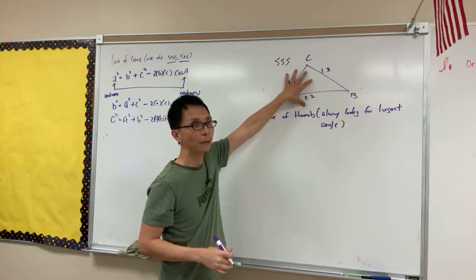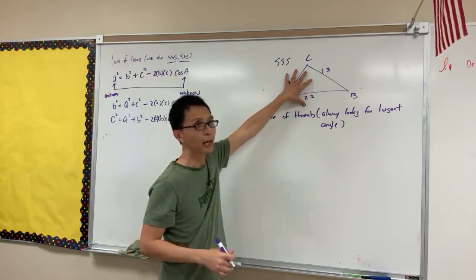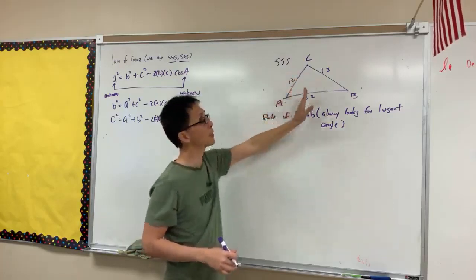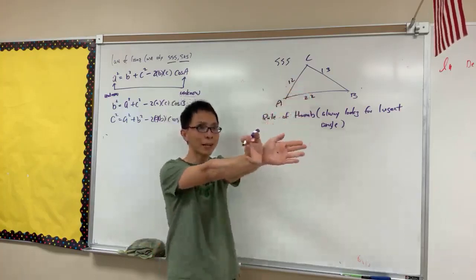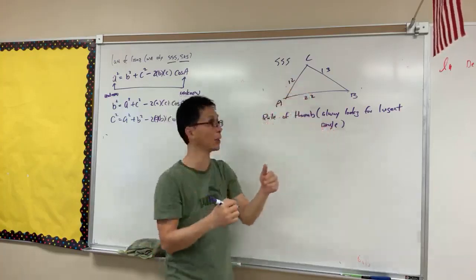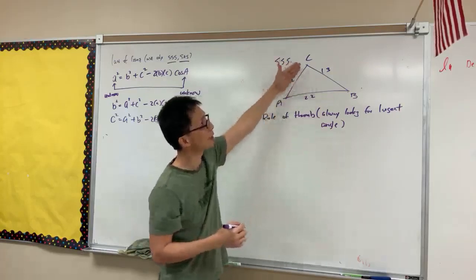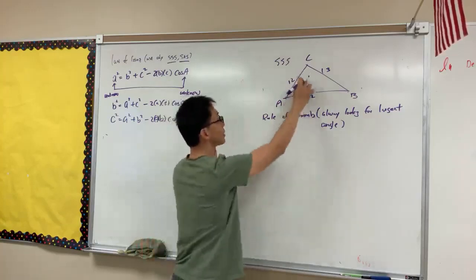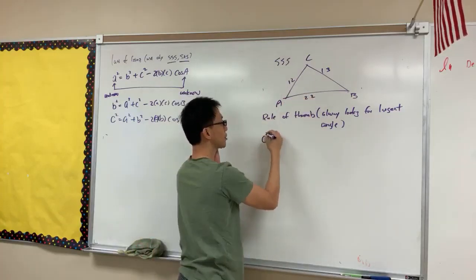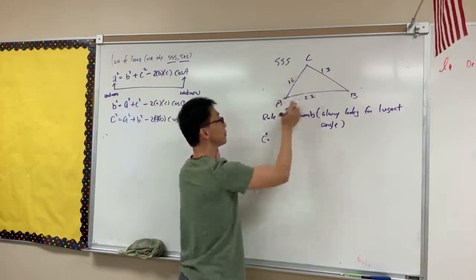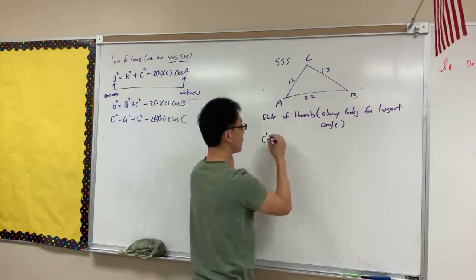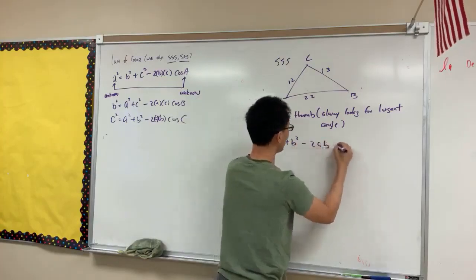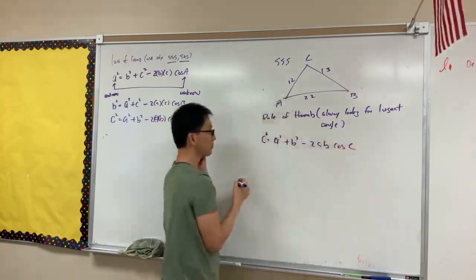Now the angle I'm looking for is the largest angle. How do I know which angle is the largest? It correlates with the biggest side, because the bigger the side, the wider the opening has to be. So C is the biggest angle, which means this side is C squared. C squared, which is 22 squared, is equal to A squared plus B squared minus 2AB cosine of C. Why are we using C squared?